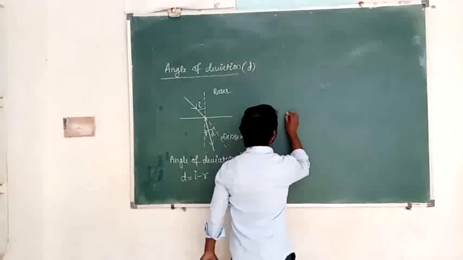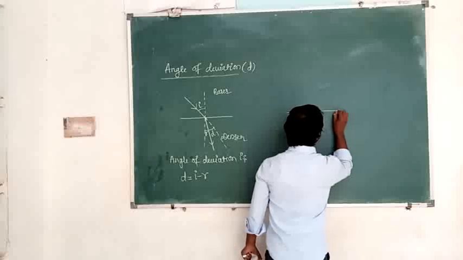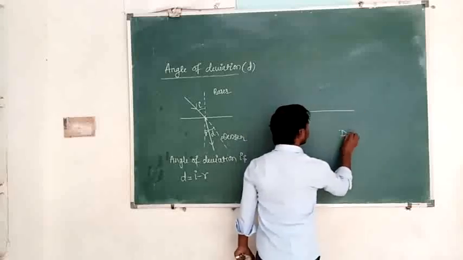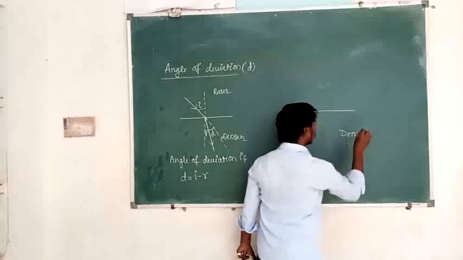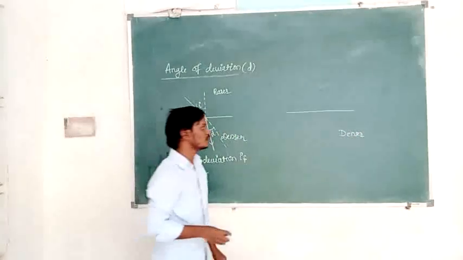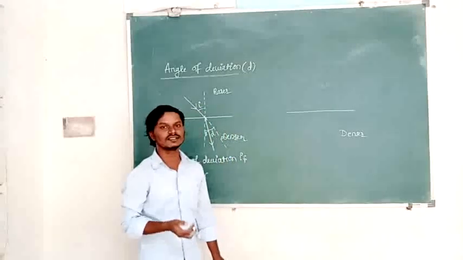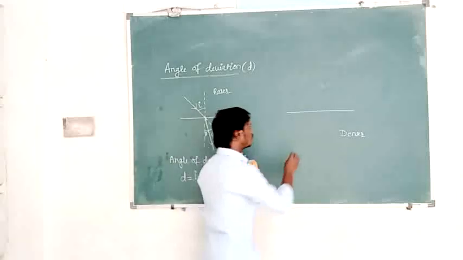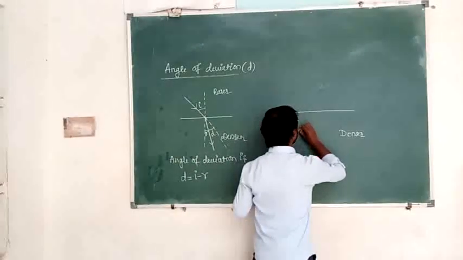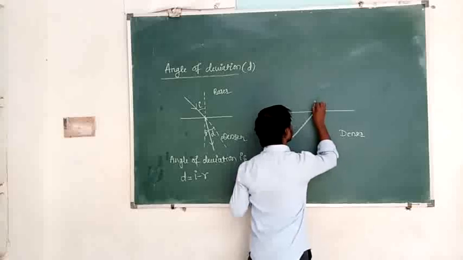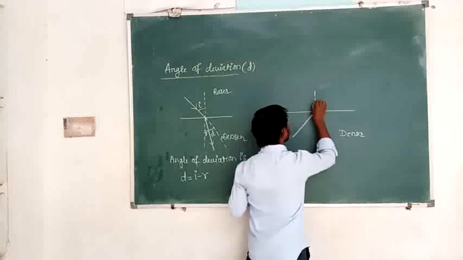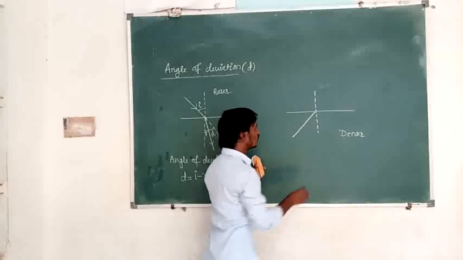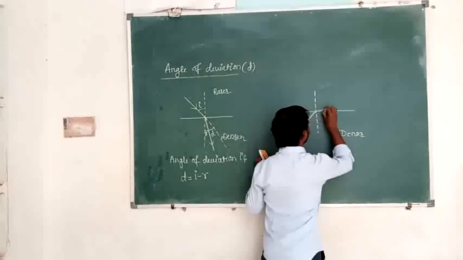Suppose the light is traveling from denser medium to rarer medium. It is a denser medium. Which is the first medium here? The denser medium is the first medium. So which medium has the incident ray? The denser medium has the incident ray, because the denser medium is the first medium. The light is traveling from denser medium to rarer medium. It is the normal. Then the refracted ray bends away from the normal.